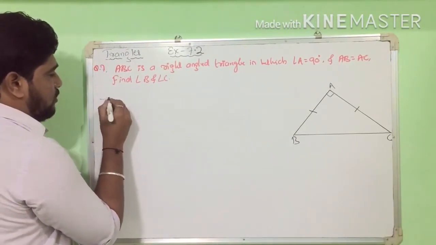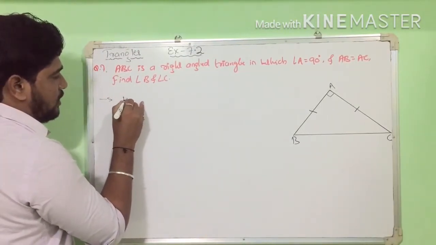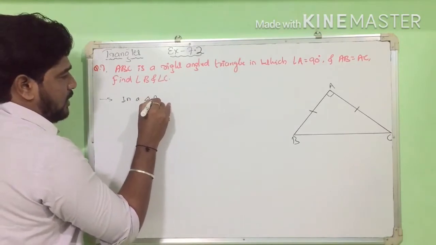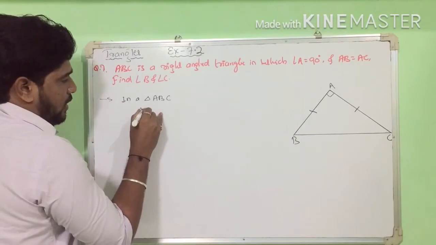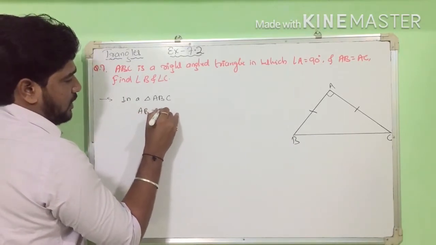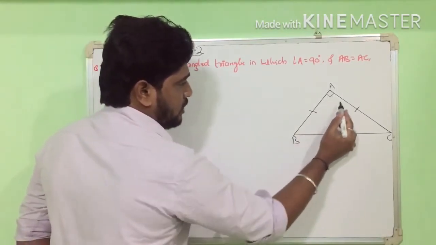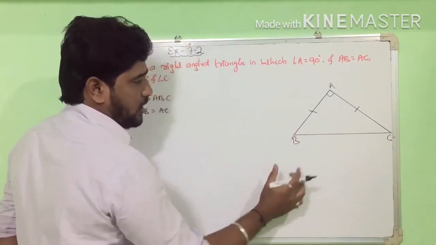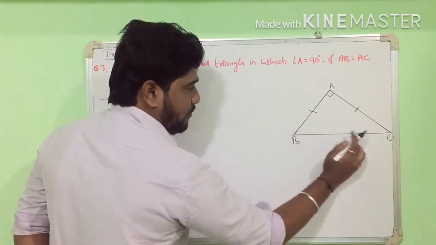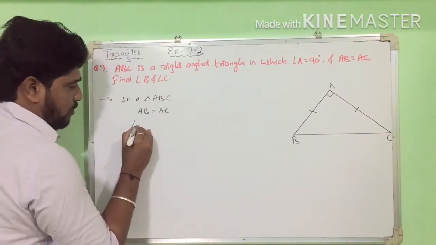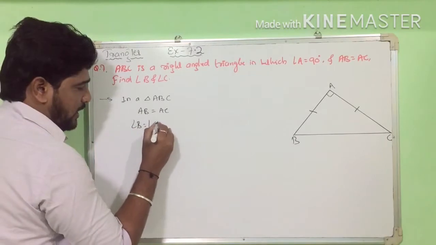So first write down what they have given. In a triangle ABC, AB is equal to AC, given. These two sides are equal. In a triangle, two sides are equal means their opposite angles are equal. Angle B is equal to angle C. So write down angle B is equal to angle C.